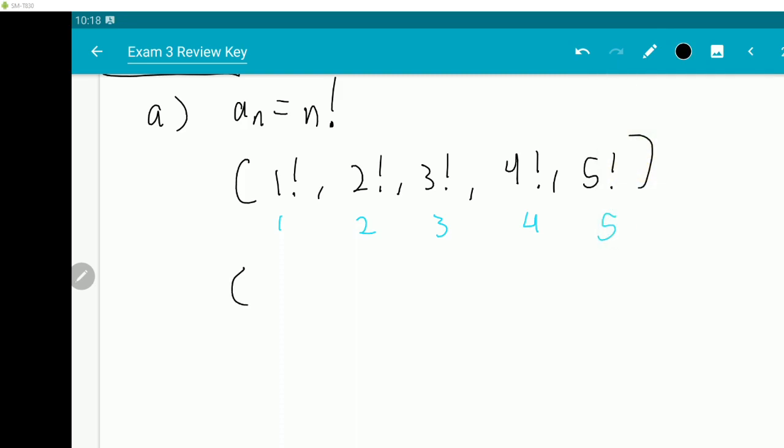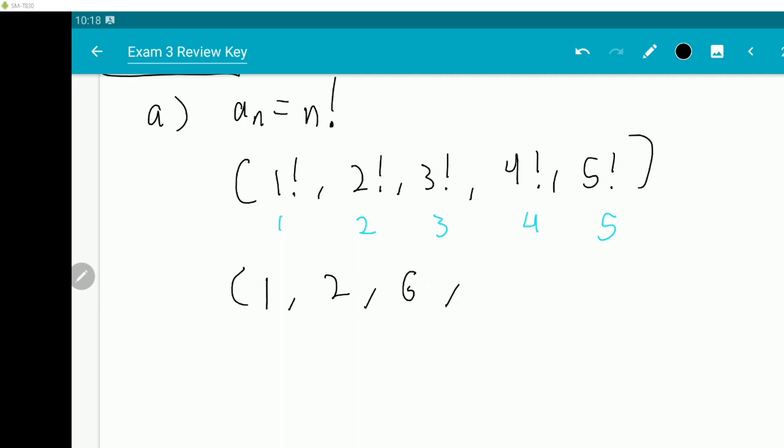Luckily it's factorial so we can figure it out kind of in a cool way. 1 factorial is 1, that's just something you have to know. 2 factorial is 2 times 1 factorial, using that trick. So we get 2. 3 factorial is 3 times 2 factorial. 2 factorial is 2, so 3 times 2 is 6.